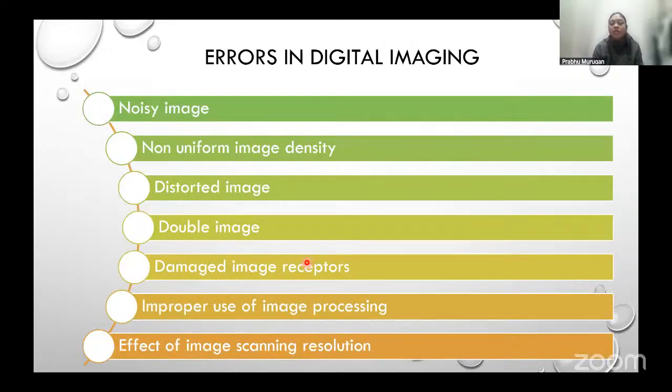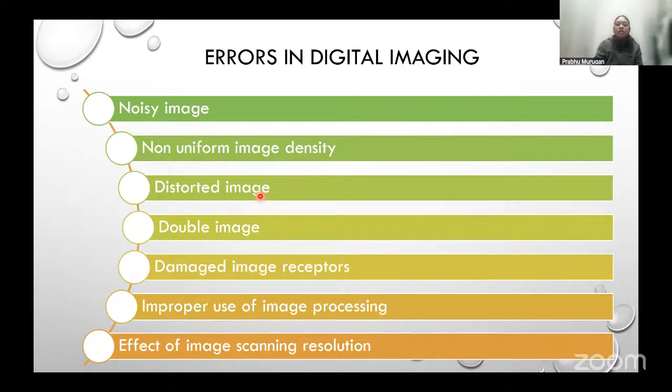And when it comes to your digital X-rays, I want you to remember these eight things. First is a noisy image: it will give you a grainy image because of any kind of error within the system or within the receptor. Non-uniform image density, which means the image is not clear. Some areas will be very radiopaque, some will be very radiolucent, so there is non-uniform image density.